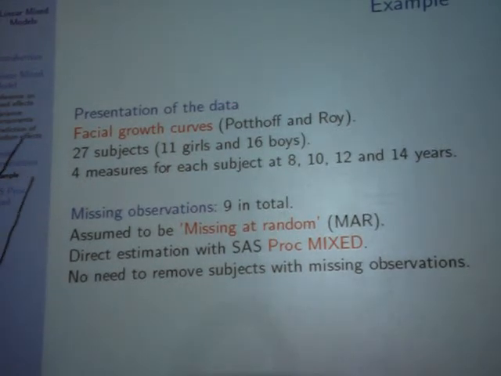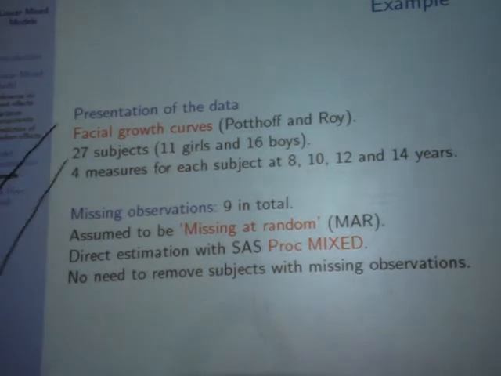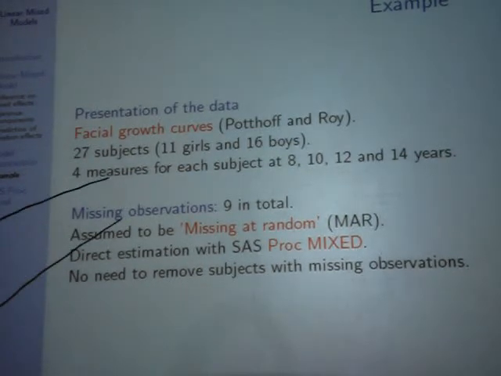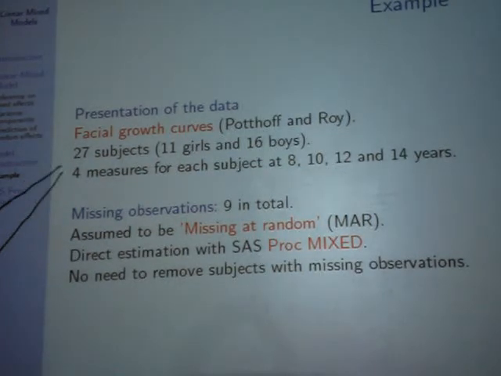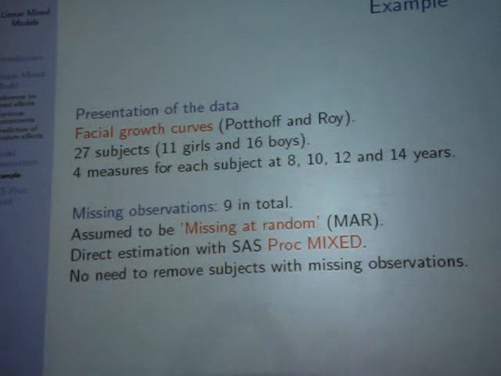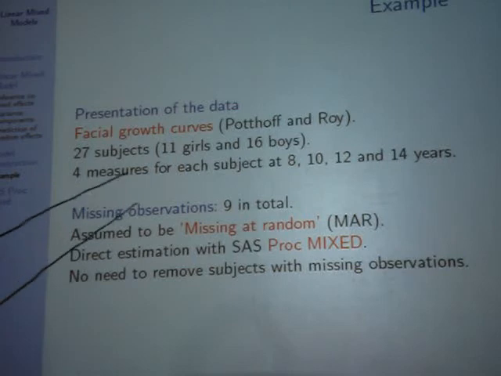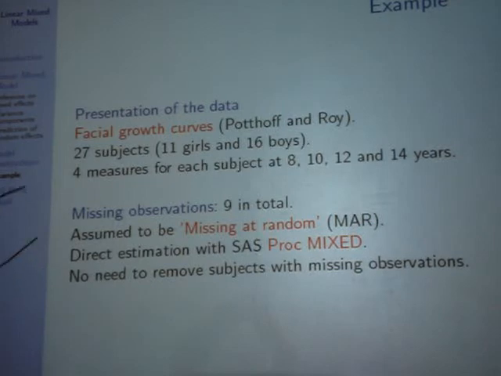So we will illustrate this model construction on an example, which is a facial growth example. It's a very famous example which has been used in many textbooks. It was originally proposed by Potthoff and Roy. We have 27 subjects with 11 girls and 16 boys, and we have 4 measures for each subject at age 8, 10, 12, and 14 years. In total, we have 9 missing observations that are assumed to be missing at random.